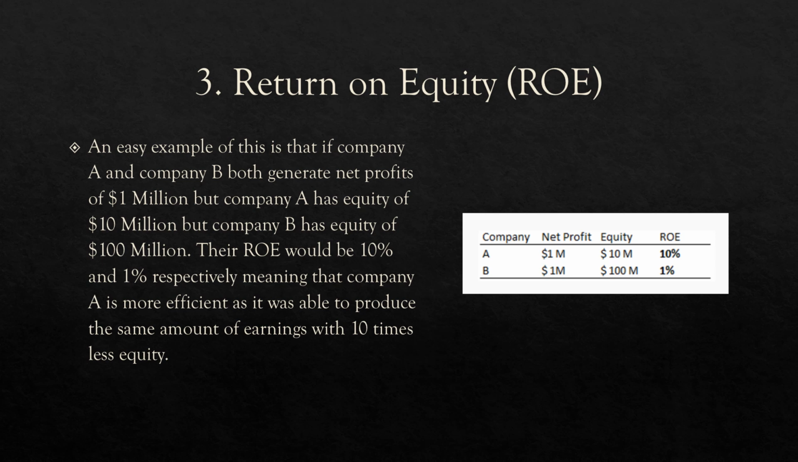Company B generated the same $1 million profit, but their equity, not their cash in the bank and not their sales and not their earnings, but based on the equity that they have, they're only generating a 1% return on investment.